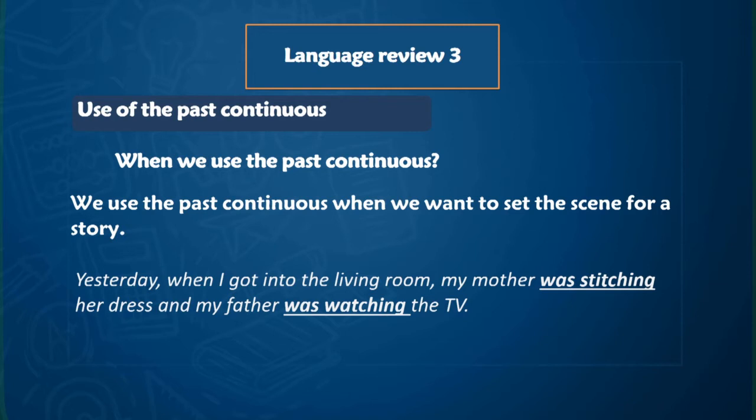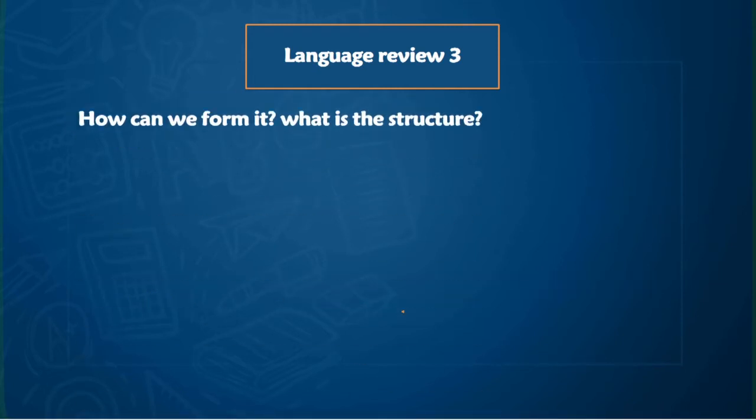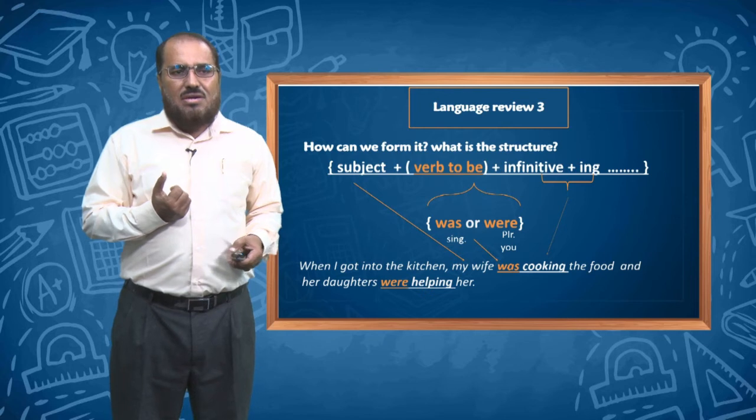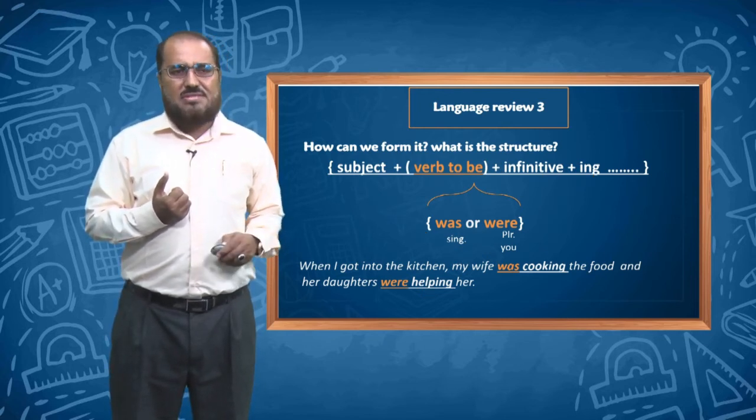What we have here is a real scene. My mother was stitching her dress and my father was watching the TV. This is setting a scene. This is called setting a scene. Past continuous is very important to present an active scene. Okay, another example. Look here. Let's talk step by step about this.